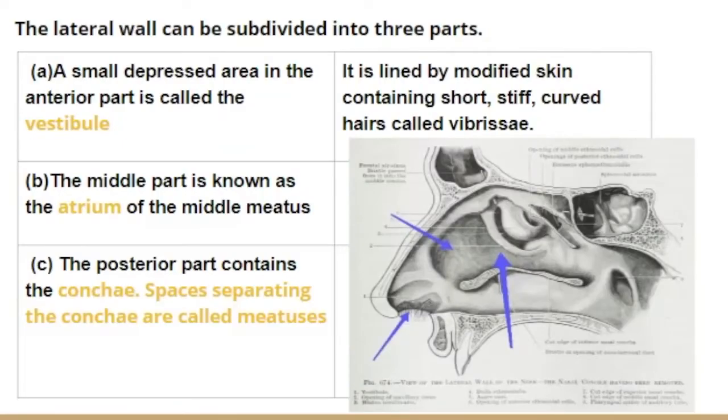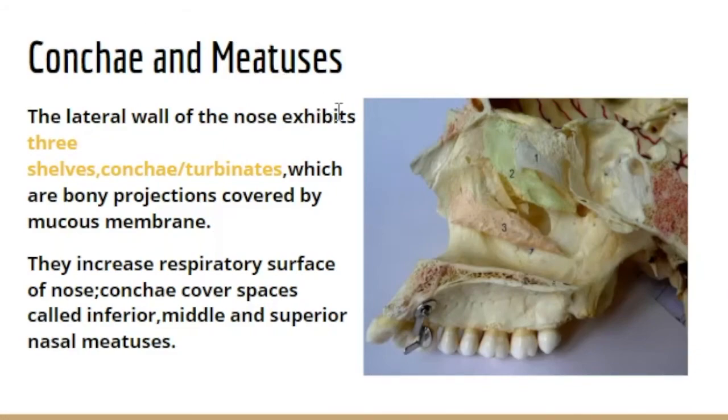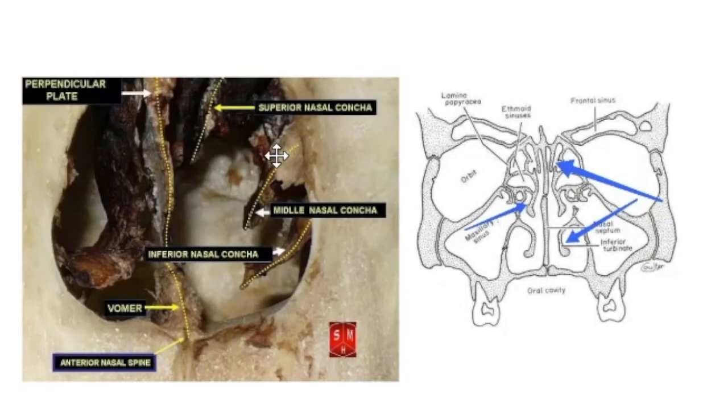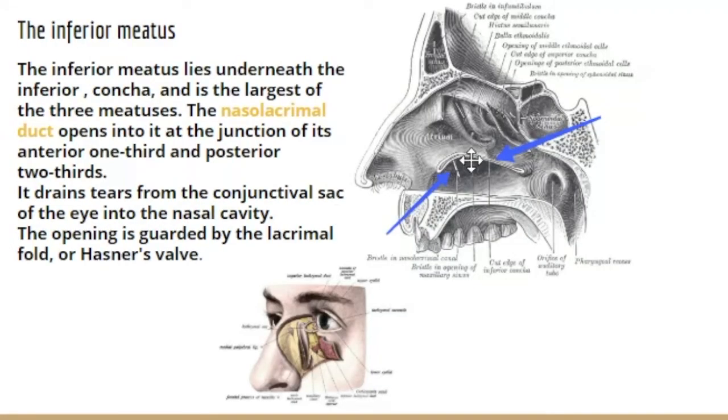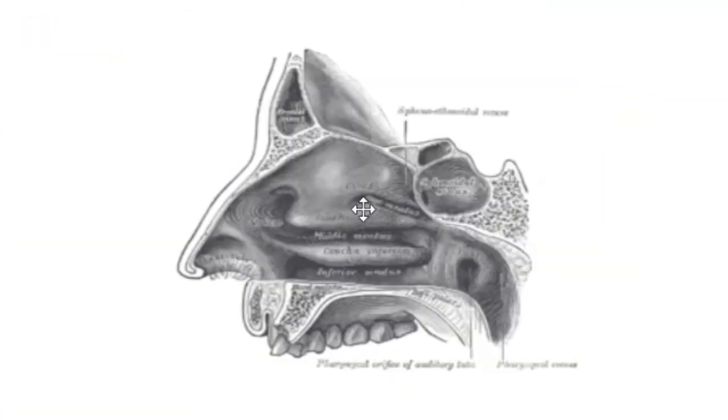Then we moved on to the conchae and meatuses, where we saw that there were 3 conchae and 3 meatuses, which were directed infero-medially. The superior and the middle conchae were projections from the ethmoidal labyrinth, while the inferior was an independent bone. We saw all the structures opening into the inferior meatus, the middle meatus, and the superior meatus as well.